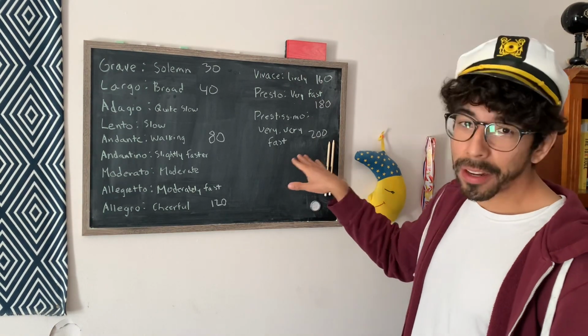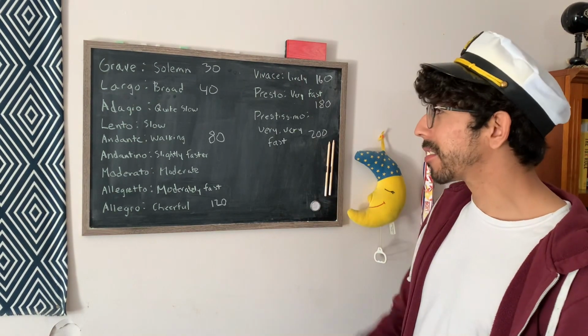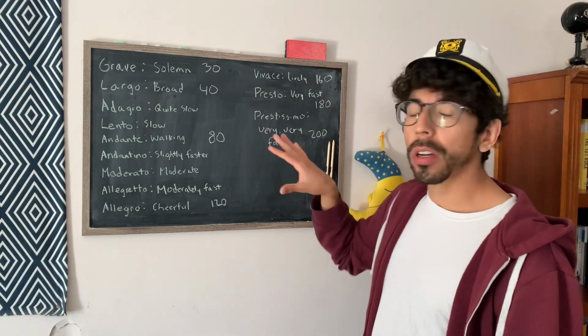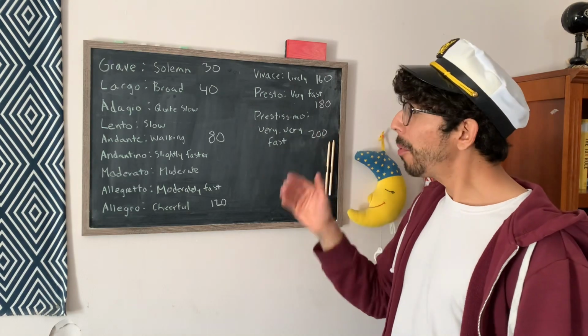I haven't seen too many in prestissimo, but there are pieces of that. And so, grave is a little extreme on the slow end. But yeah, these are the most common tempo markings you'll see.